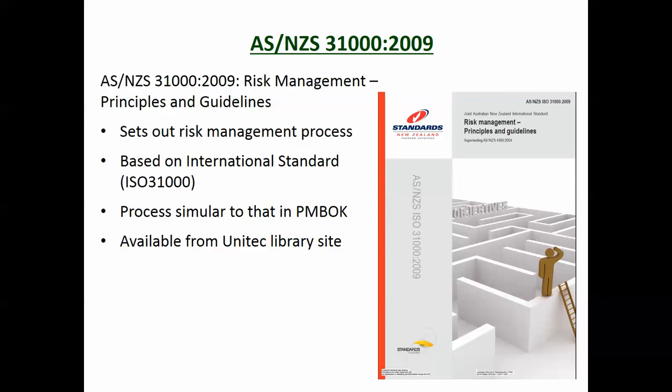Now, there is a standard for writing risk management plans for companies. So companies normally have risk management systems, and AS/NZS 31000, the Australian/New Zealand Standard, sets out the principles and guidelines for a risk management process. And it's based on an international standard. That's why it's got that 31000, which is a bit different from most New Zealand standards. So it's ISO, sorry, ISO 31000. So you'll probably find something like that over in Europe or England as well. Its process is similar to PMBOK, and you can actually go onto the Unitech site and download that, and it's well worth you doing it.